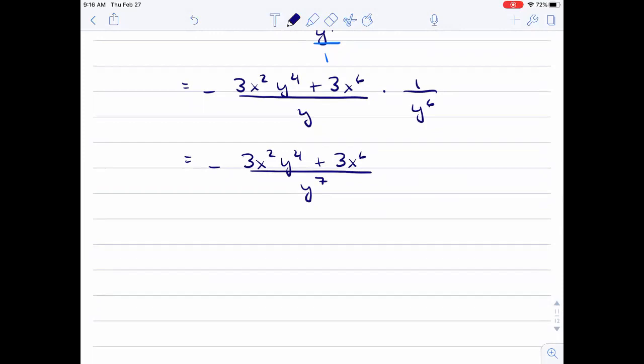Any questions about that one? Like I said, if you're finding the second derivative, the key is to remember that you already know the first derivative. So then you can plug it in and then simplify.